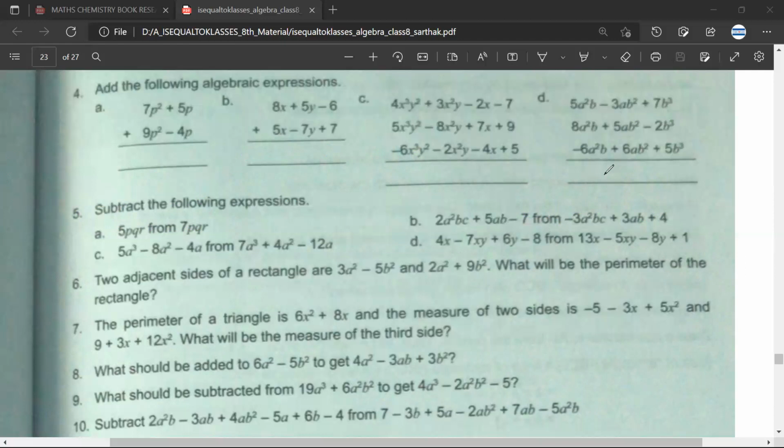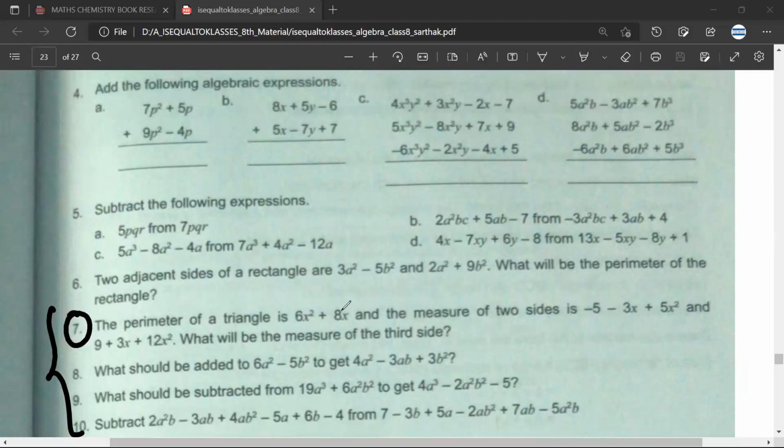Okay, we'll do one more question. Which question should I do, Sarthak? Which did you find difficult? So I did all of them. So, which one should I do? Question 7. Okay.